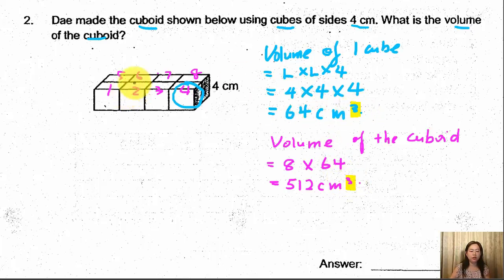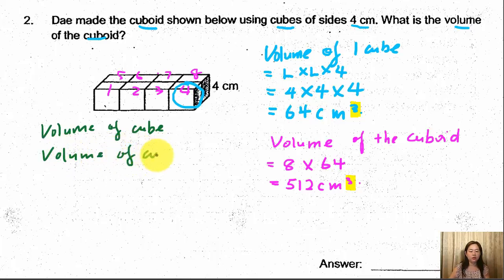Let's recap what we learned here. We learned the importance of the volume of cube and the volume of cubot, and finally we learned about how individual cube can be joined together to make one bigger cubot.